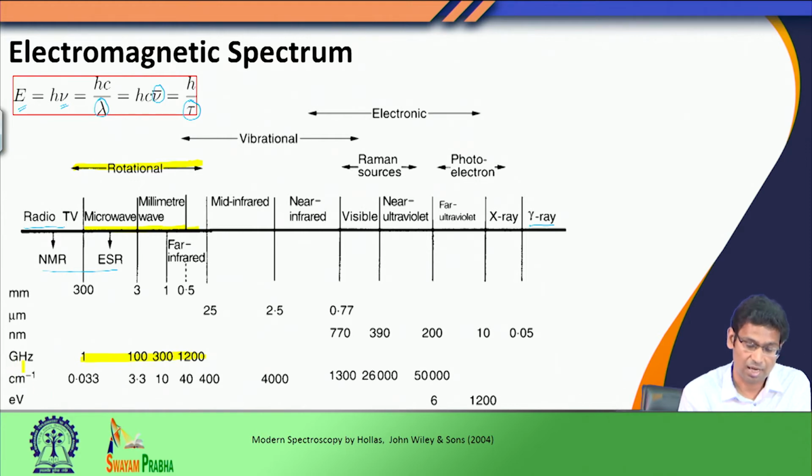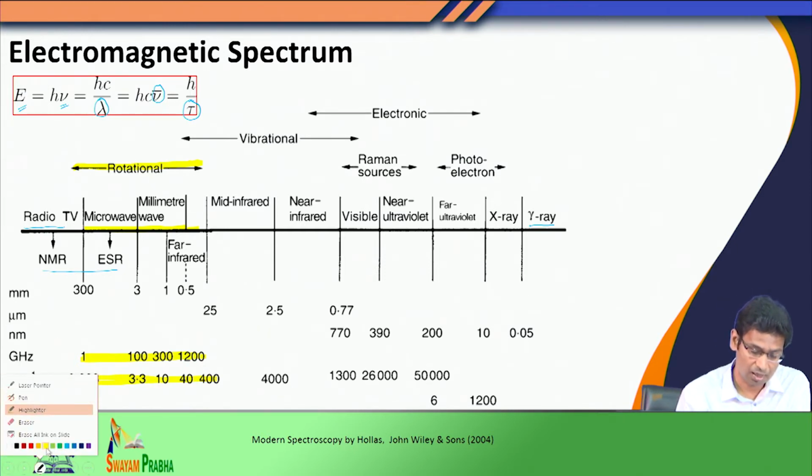You see that on the scale of gigahertz it goes from 1 to 1200. So, these numbers are very easy to communicate. That is why we use the gigahertz unit for rotational spectroscopy. Alternatively, we also use the centimeter inverse unit. You can see that it goes from 0.03 to, let us say, 40 or 400. So, we express rotational spectroscopy either in terms of gigahertz or in centimeter inverse.